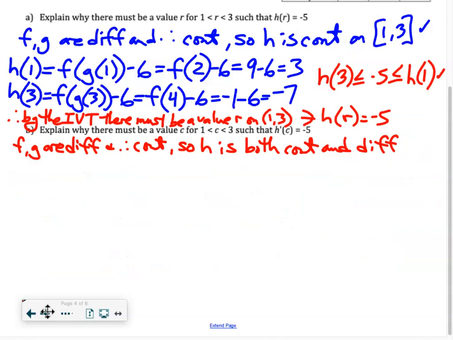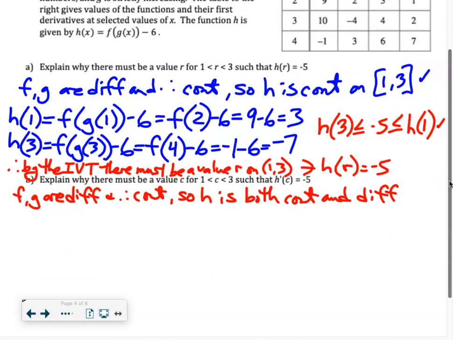So there's the first requirement for MVT. Some of you said, since MVT applies, therefore there must be a place where the slope is negative 5. The conclusion of MVT is not that the slope is negative 5. The conclusion of MVT is that the instantaneous rate of change or the derivative has to equal the what? The average rate of change. So you've got to check the average rate of change, because if it's not negative 5, you can't say that the slope is negative 5. So we've got to find the average rate of change.